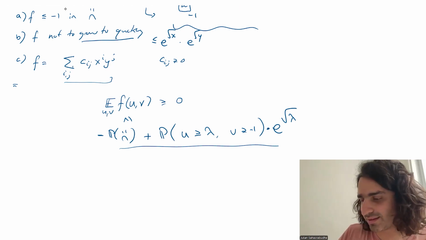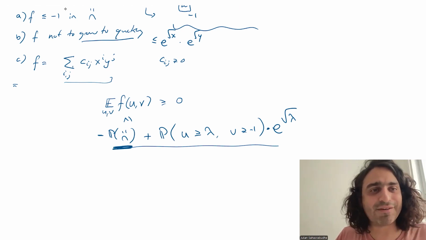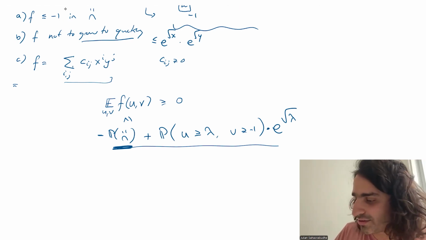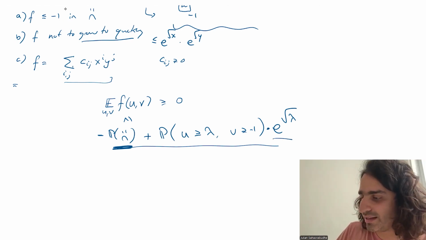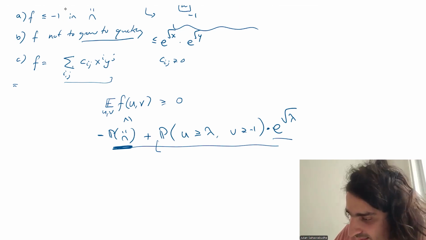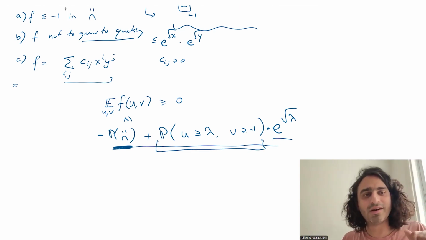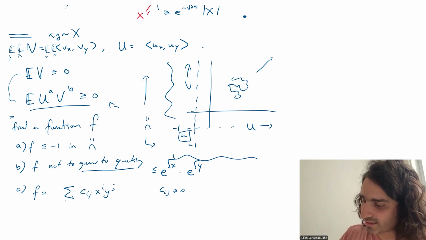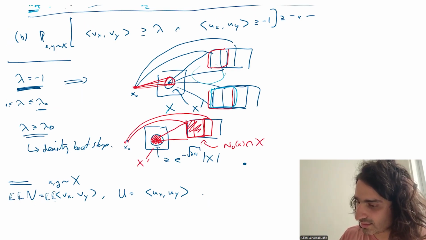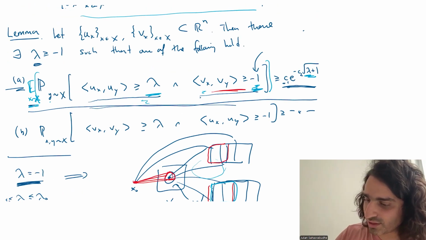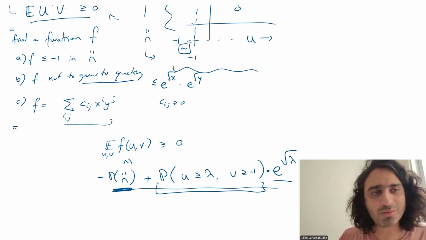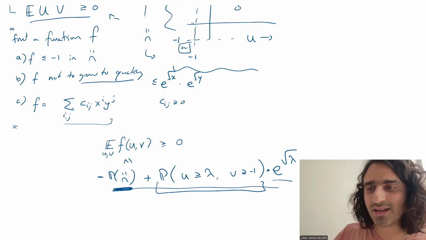I can assume the sad event has probability bigger than a half or something. Otherwise, I'm just done, no problem. So now just bring this over to the other side, divide by e to the root lambda n, and I get exactly this event on the other side. That's it. So this is exactly giving me this conclusion here, since this is U and this is V. Okay, so maybe I should stop there for today.